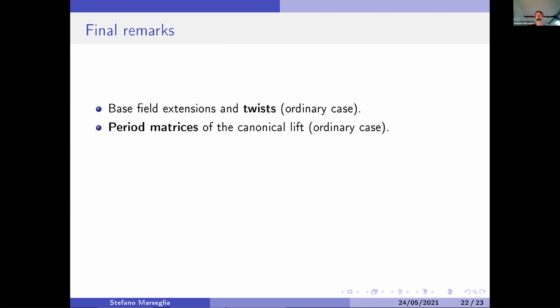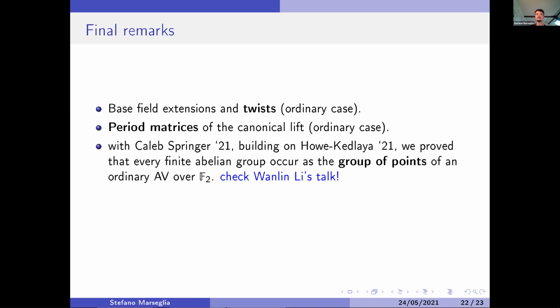We can also compute period matrices of the complex canonical lift of abelian varieties, again in the ordinary case. Very recently, with Caleb Springer, we applied this technology to study the group of points, building on results of Howe and Taylor, again a very recent preprint. We proved that every finite abelian group occurs as a group of points of an ordinary abelian variety over F_2.